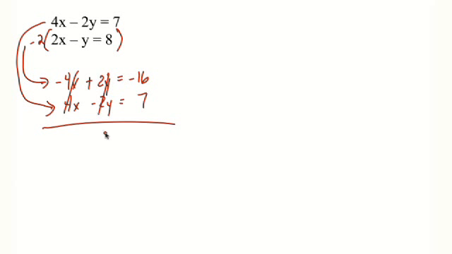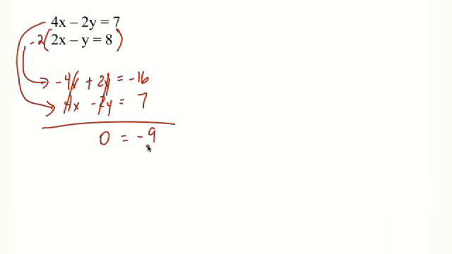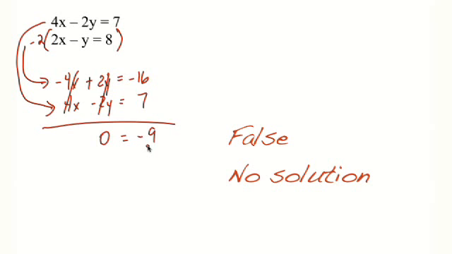In this case, it's best to just write 0 equals, and over here you're going to have negative 9, and then you ask yourself, is that true? Is this a true sentence? If it's a true sentence, then the answer is that there are an infinite number of solutions. But in this case, notice you get a sentence that's false. 0 is not equal to negative 9. That tells you that this particular set of equations has no solution. And in fact, if you graphed these two lines, you would see that they are parallel. Parallel lines never intersect. That's why these two equations have no solution.